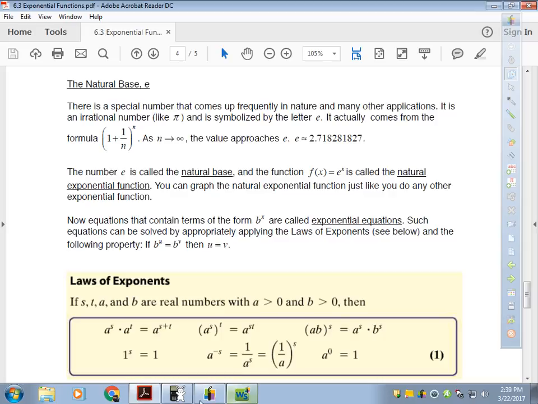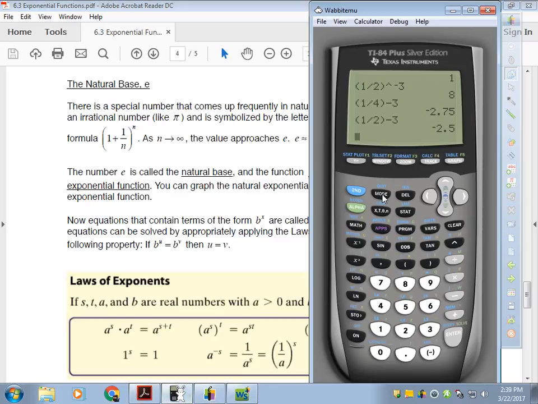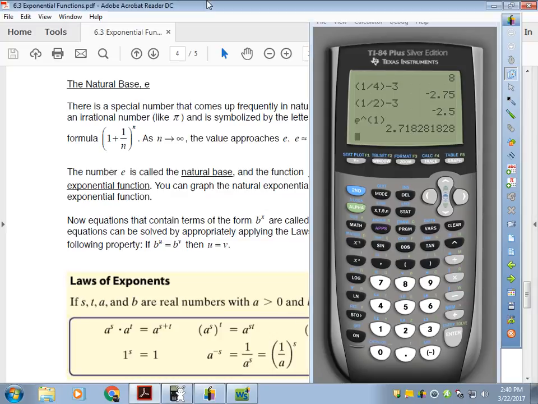Most calculators have e on them. On the TI-84, the e is found right here in blue above the LN button. So to use it, I hit second, and then I hit the LN button, and that'll put in e with a little caret. And if I want to find out what e to the first power is, there it is, 2.718281828. It's not showing all of the digits, but it does have them in there in the calculator. So that's e.